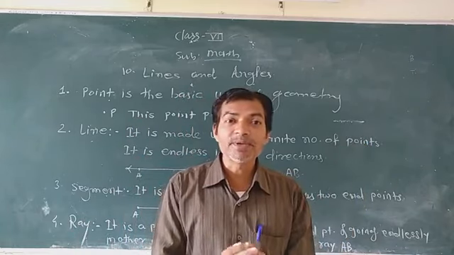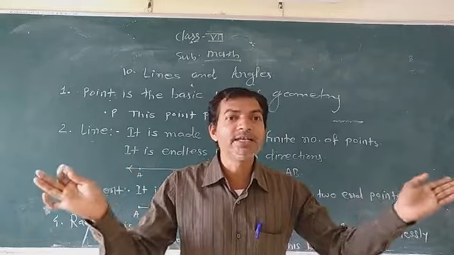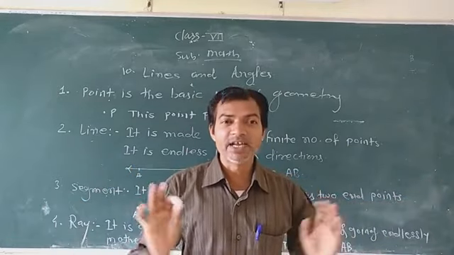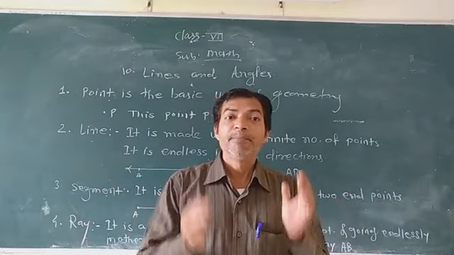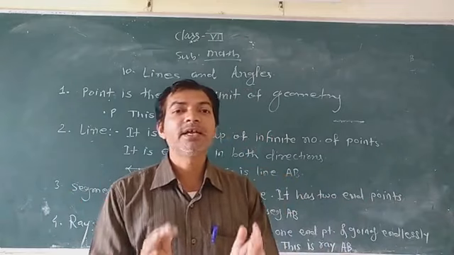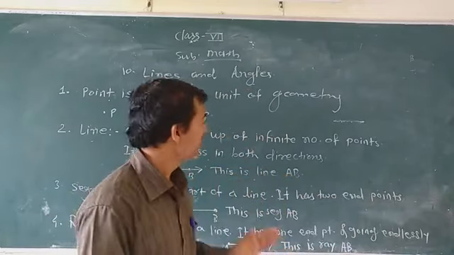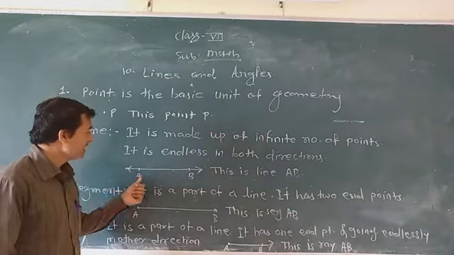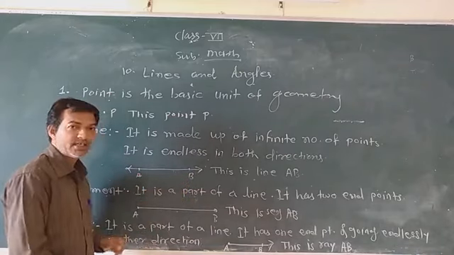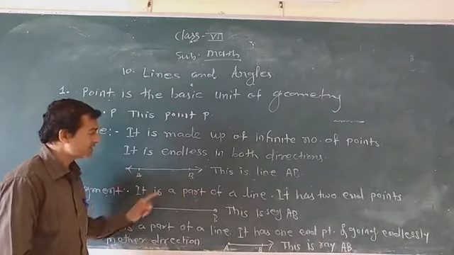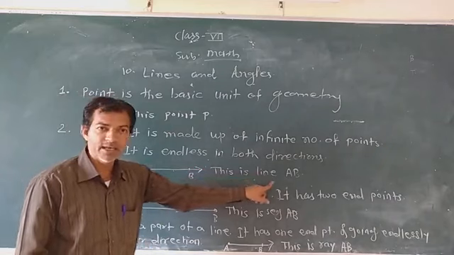That arrow represents that you can extend the line in both directions infinitely. It means you cannot measure the length of the line. So this is line AB, and two arrows are here, meaning you can extend it in both directions. So this is the line AB.